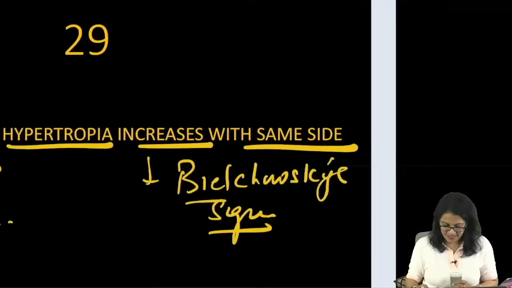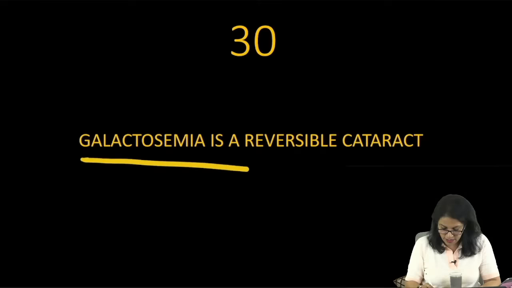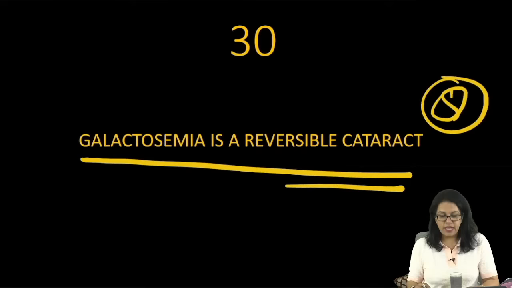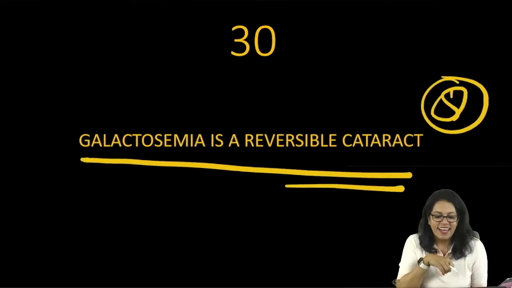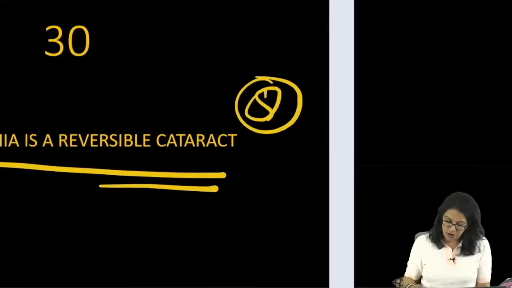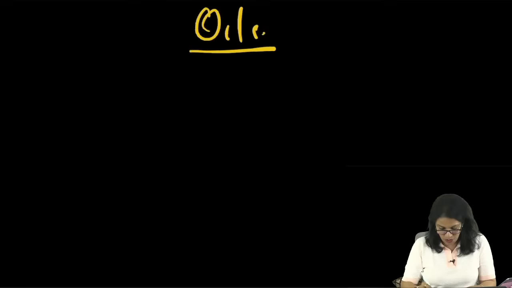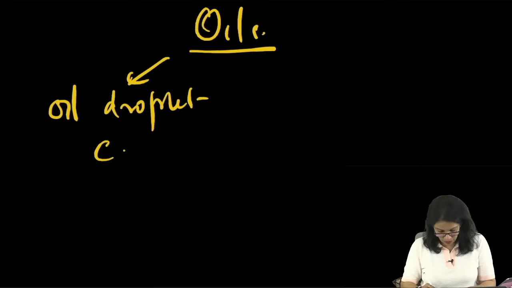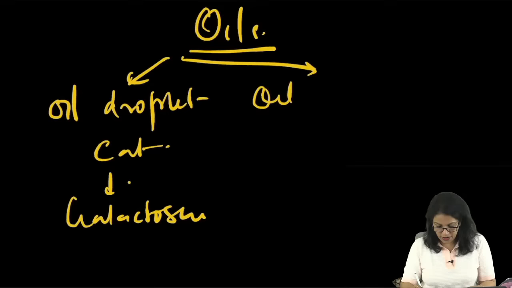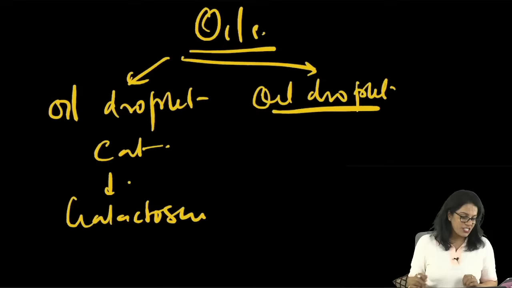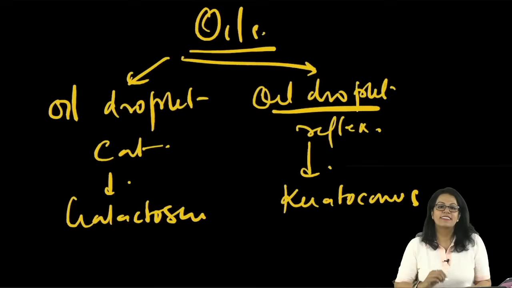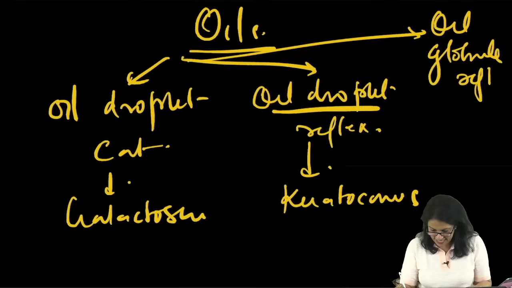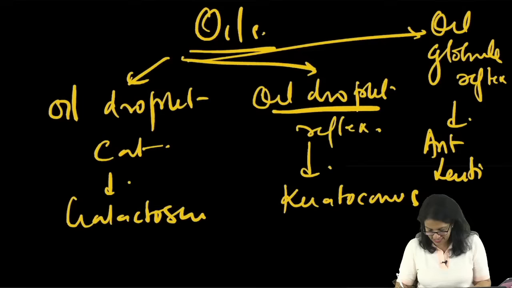Then next, galactosemia is a reversible cataract. Very important, again an AIIMS question. We will not forget this. If they ask which is reversible, it is galactosemia. Another point in galactosemia: oil droplet cataract. What are the three oils you should know? When you say oil droplet cataract, we are talking about galactosemia. But if I say oil droplet reflex, in which condition is it seen? It is keratoconus. Oil droplet reflex, keratoconus. And oil globule reflex, we will answer is anterior lenticonus.